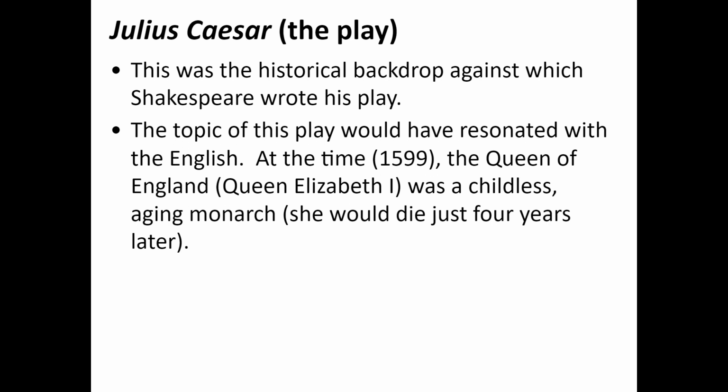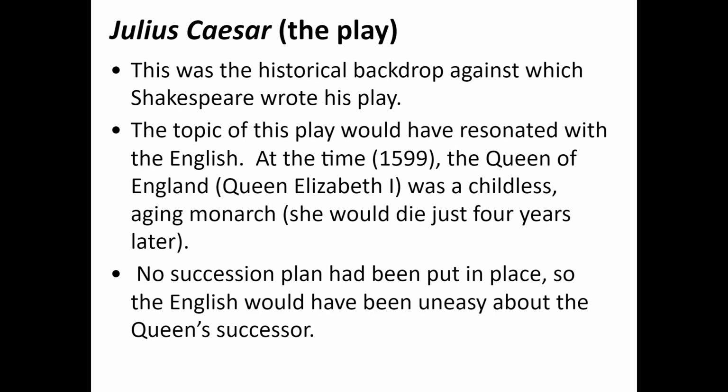The Queen of England, who was Queen Elizabeth I, had had no children, and she was aging. In fact, she would die just 4 years later. So there was no plan of succession. She had not set up who was going to succeed her as the king or queen. Of course, if she had had a child, the child would have succeeded her automatically, but she did not have any children.